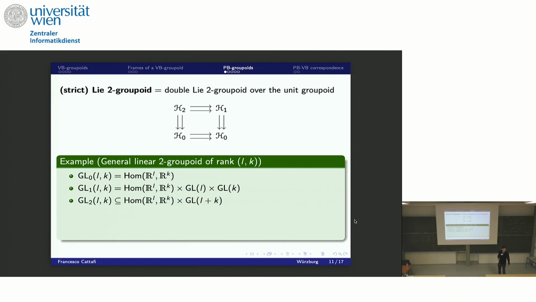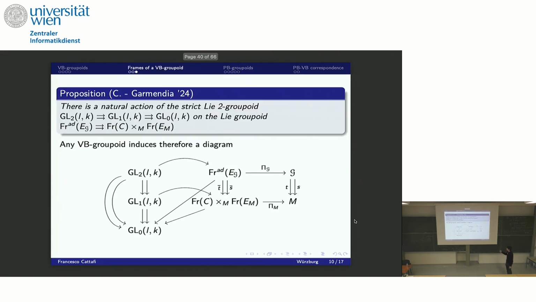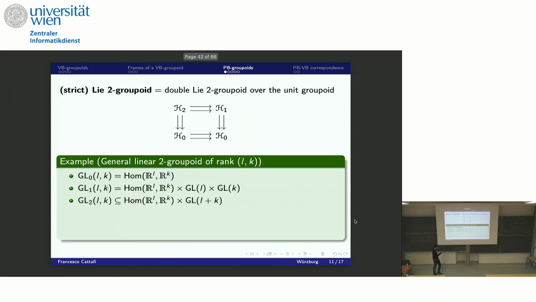And similarly for GL2. In the GL2 case, I need to have something that acts on the frame of E_G. Well, if it was the whole frame of E_G, then I can just take GL of the appropriate dimension, so GL of L plus K. But in this case, I'm considering also an adapted condition, so I need to take something smaller than that. So I need to restrict it suitably. That's why here there is just a subset instead of an equal. I don't want to be more precise about what this particular object actually is. It's something which involves several linear algebra computations. And indeed, we were drowning in the linear algebra to understand precisely what this object should be.